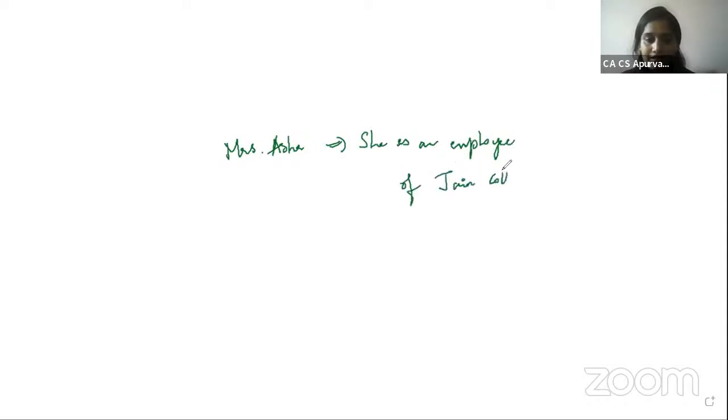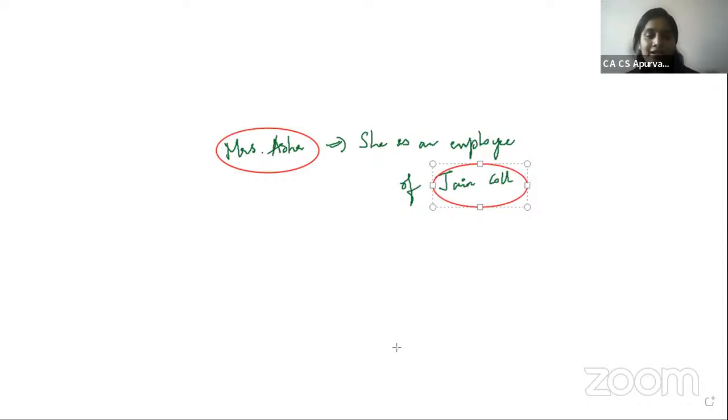Assume Mrs. Asha is an employee of Jain College, meaning she is a faculty member in Jain College. An employer and employee relationship exists between Mrs. Asha and Jain College. Clear? So whenever Asha receives a salary from Jain College, for her it is chargeable to tax under the head income from salaries.